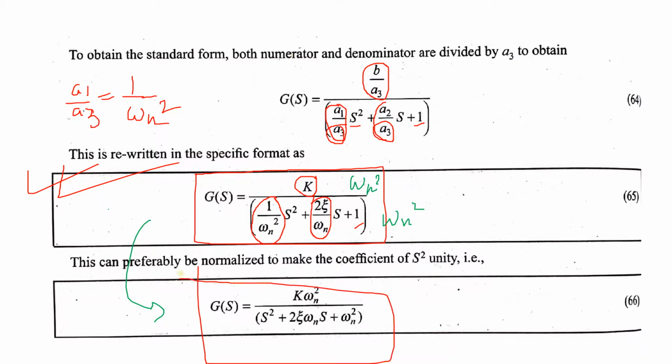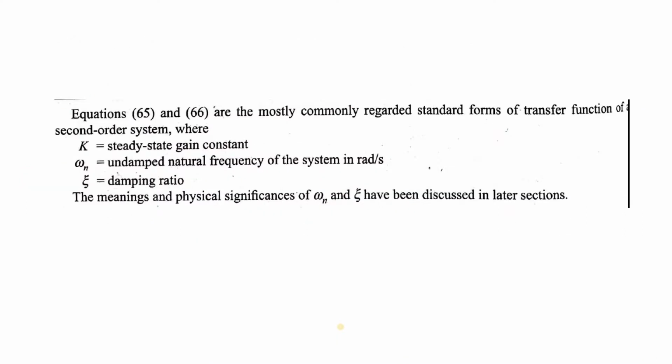Okay, now this is the normalized equation, so both forms are important. This is the first step and this is the modified form. I think you have to remember this equation number 66. The form is k omega n square by s square plus 2 eta omega n s plus omega n square. Okay, so k is the steady state gain constant.